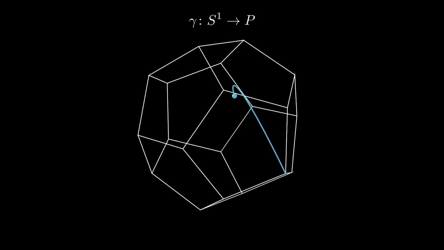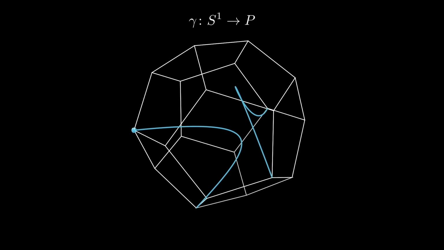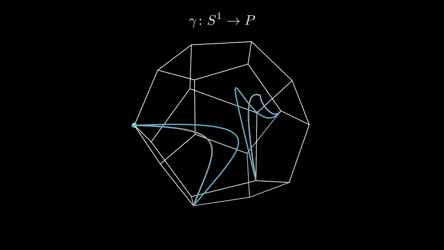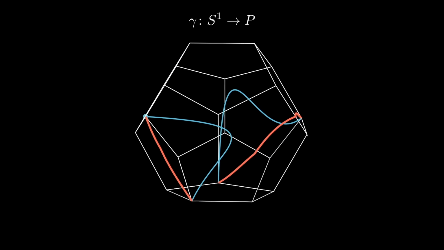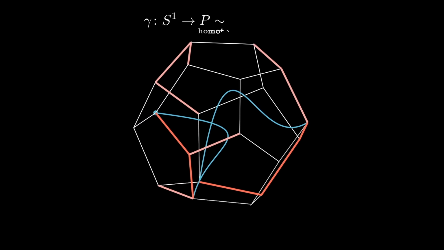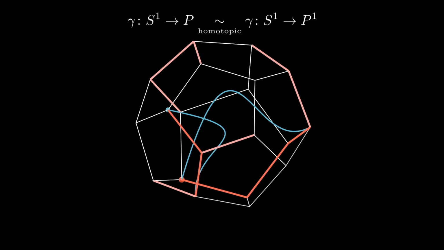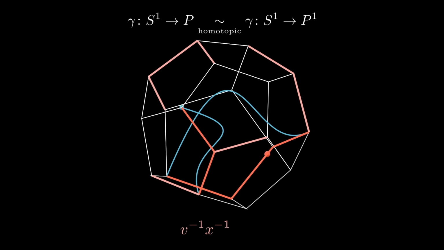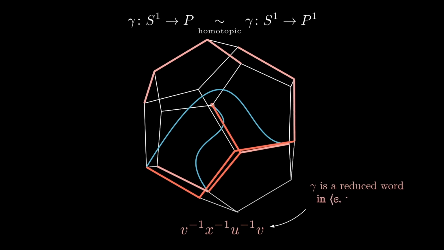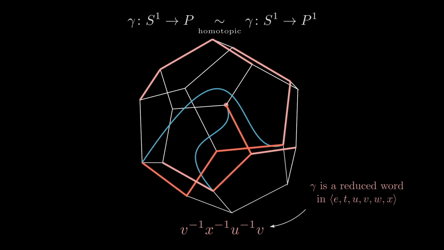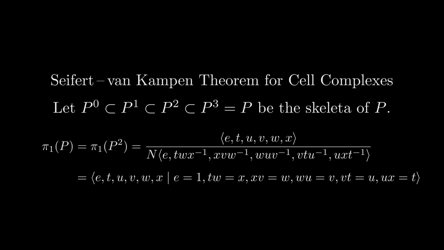Suppose we have some loop inside of P. Notice that we can always push it into the 2-skeleton. And in fact, we can do better. We can push it into the 1-skeleton. But a loop inside the 1-skeleton is always given by a reduced word. We just note down whenever we cross an edge that's not inside the spanning tree. So it follows that we can generate the fundamental group using these generators.